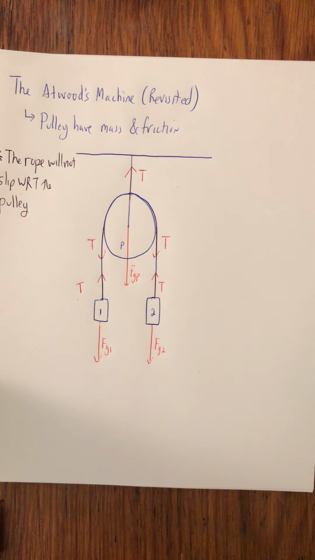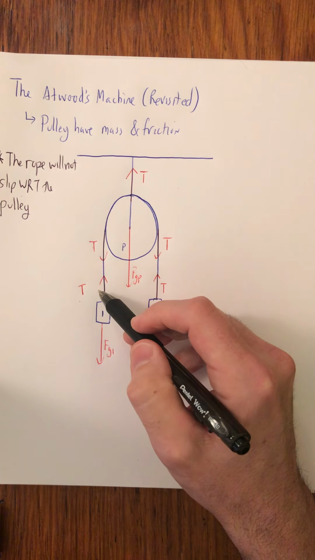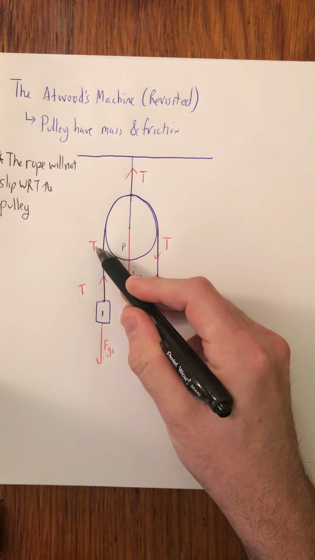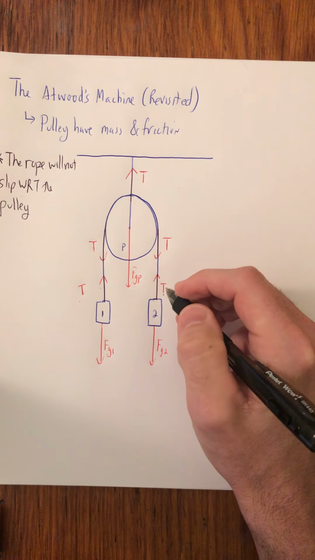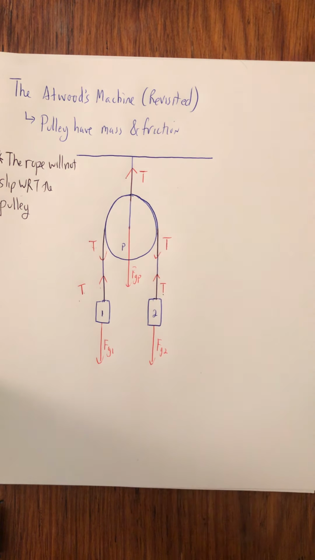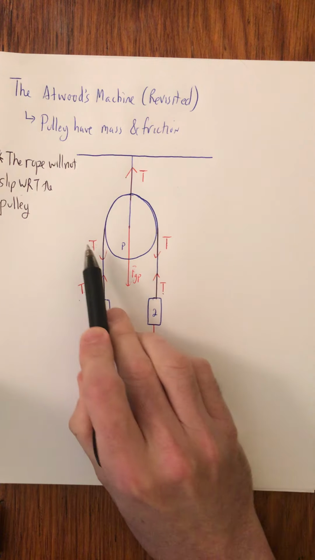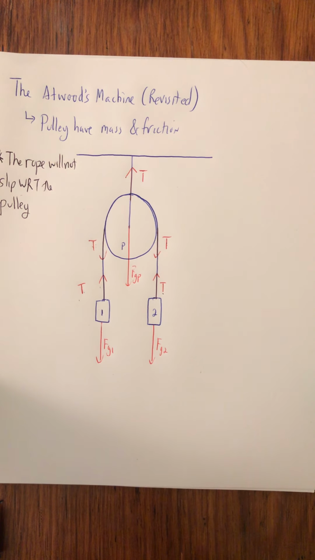Now, to review something from before, when the pulley did not have mass and did not have friction, we said that this tension was equal to this tension, and that was simply because of Newton's third law. And this was equal to this, once again, Newton's third law. When the pulley did not have mass nor friction, these two tensions were equal to each other. That is no longer going to be true. And we'll talk about why in a second.